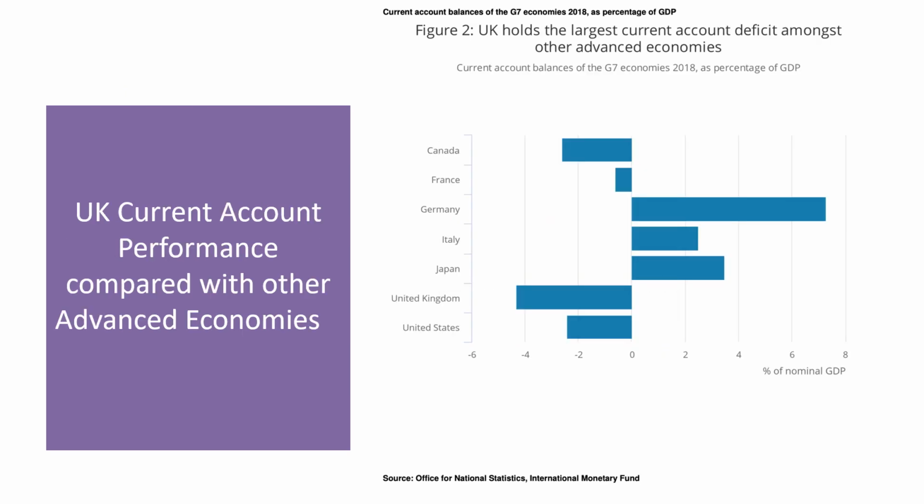On this slide, we've got the UK's current account performance compared with some other advanced countries, specifically the G7 economies, and you will see the UK holds the largest current account deficit amongst this group of countries. But really striking on here are the countries with current account surpluses, and particularly striking is the size of the surplus that Germany has.